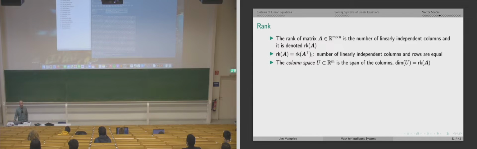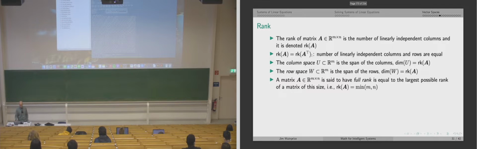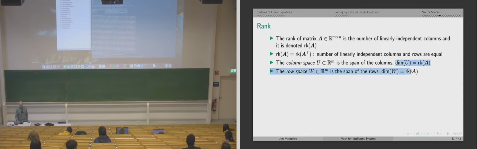The vector space that you get by linearly combining the column vectors is called the column space. And the one that you get by linearly combining the rows of the matrix is called the row space of the matrix. So again, the dimensionality of the vector spaces here are the same.